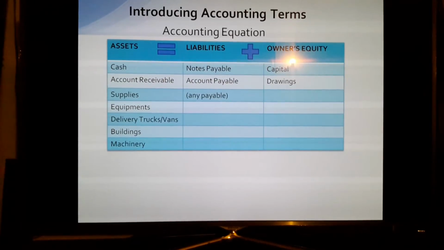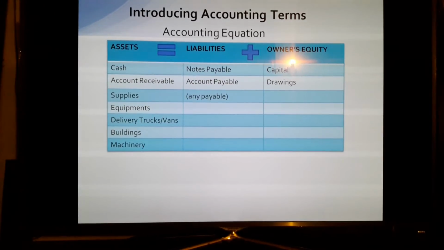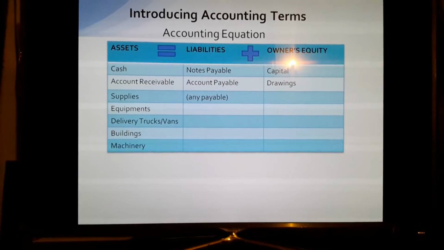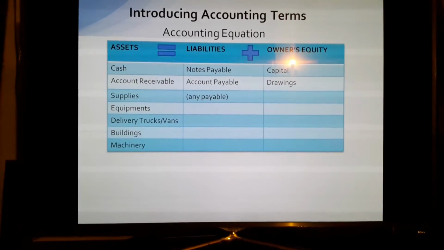This formula can be changed to liabilities equals assets minus owner's equity. It can also be changed to owner's equity equals assets minus liabilities. They can change it in different ways, but it's up to you to understand it. But please pay attention to the terms. Those are your assets, your liabilities, and your owner's equity.